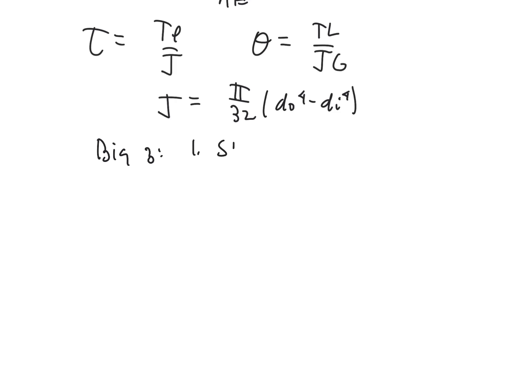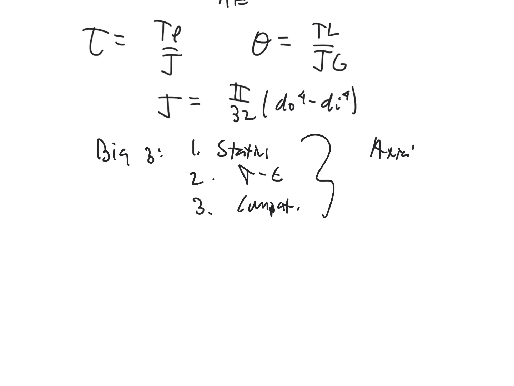The first is statics. The second, stress-strain. The third, compatibility. And remember that for the axially loaded bars, there are three types of SI. For torsion, there are only going to be two.